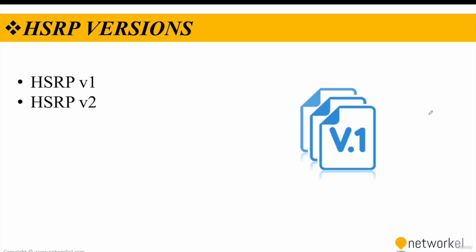And finally, we will talk about the HSRP versions. HSRP versions are HSRP version 1 and HSRP version 2. HSRP version 1 is the original version which provides some basic failover mechanisms without authentication support. On the other hand, HSRP version 2 is the enhanced version with support for authentication, multiple group instances per interface, and IP version 6 compatibility.